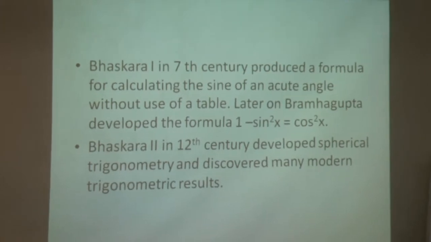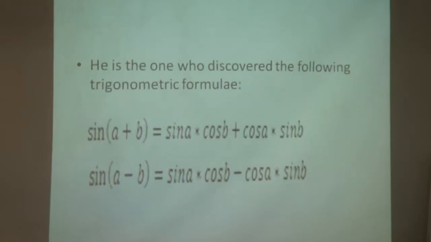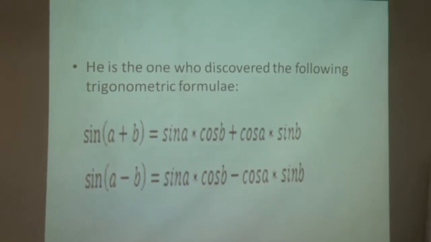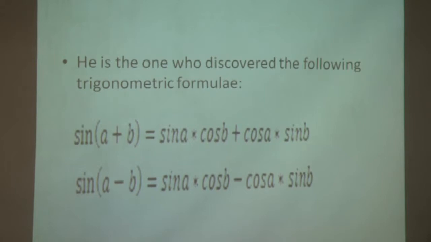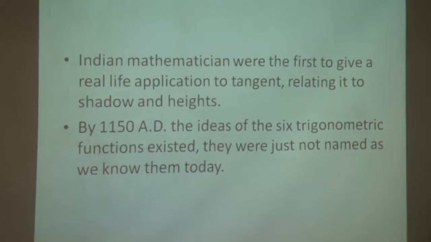Bhaskara I in the 7th century produced a formula for calculating the sine of an acute angle without the use of a table. Later on, Brahmagupta developed the formula 1 minus sin square x is equal to cos square x. Bhaskara II in the 12th century developed spherical trigonometry and discovered many modern trigonometric results. He is the one who discovered the modern trigonometric formulas for sin(a plus b) and sin(a minus b), which we discuss today while teaching trigonometry to students. Indian mathematicians were the first to give a real life application to tangent, relating it to shadows and heights. By 1150 AD, the ideas of the 6 trigonometric functions existed. They were just not named as we know them today.